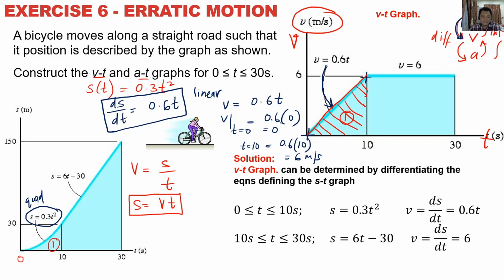Next, if you differentiate one more time, you do ds. This one is already V, right? You are going to get dv over dt is equal to 0.6. Differentiate one more time, and now you get a horizontal line. So you have to evaluate at two locations. 0.6.